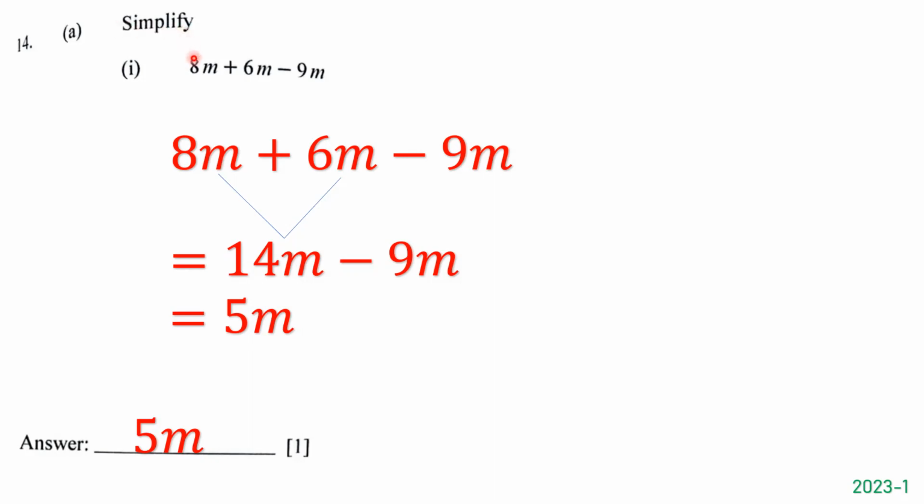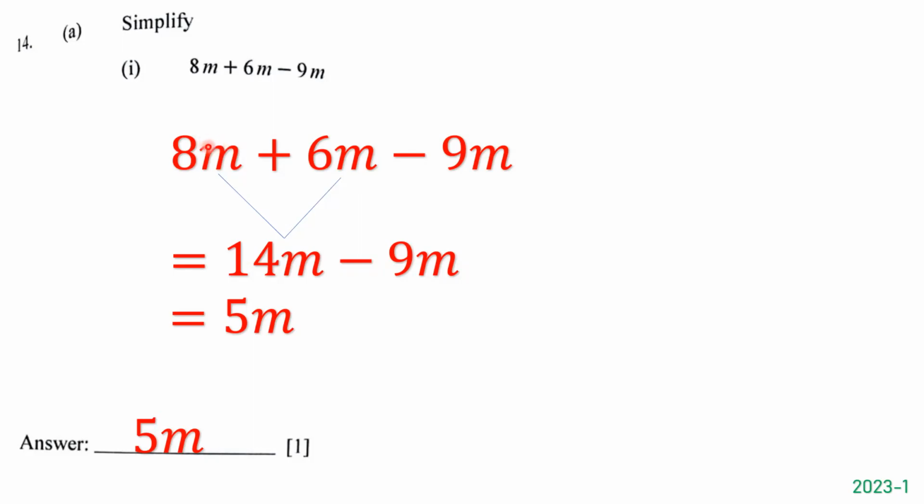So here we have this algebraic expression. We have 8m plus 6m minus 9m. Notice that each term in this algebraic expression has the variable, the letter m, in it. Since all of these terms have the letter m in them, they are like terms. And since they are like terms, we can add and subtract them as normal.